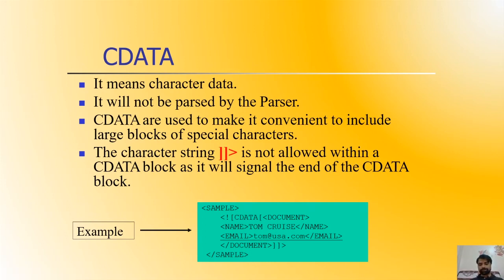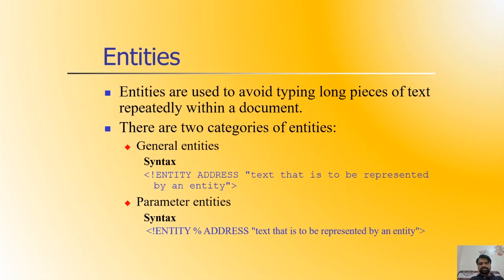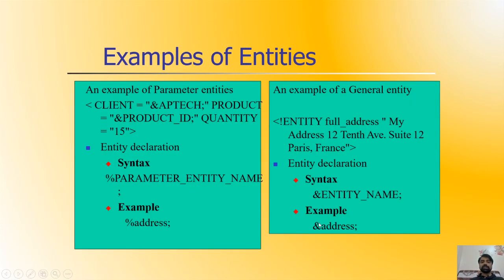Next, entities are used to avoid typing long pieces of text repeatedly. If you want to type some information repeatedly, you just use an entity, an alias for that. So the syntax is, let's say, address. Whenever I use the address, it will show me this piece of code. That is a general entity. If you want to use a parameter entity, you use a percentage sign and so on. The types of entity are parameter entity and general entity.